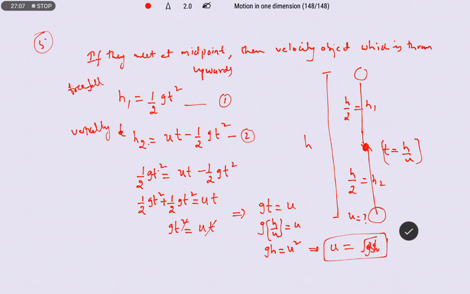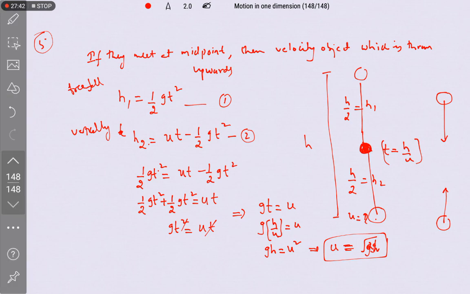Here, without any information about the initial velocity, the question can be framed like this: both the bodies are meeting exactly at the midpoint, then what is the velocity of the object which is thrown vertically upwards? In this way we can analyze the concepts related to when an object is freely falling from a particular height and another object is thrown vertically upwards. Okay, now this is a very important application. Right, now let us discuss one more application.